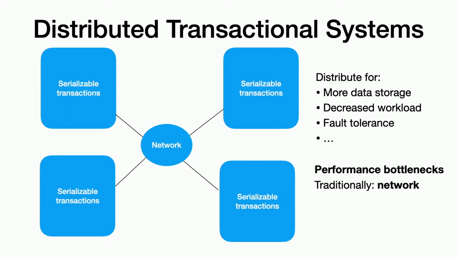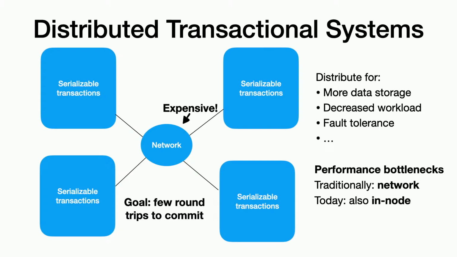Traditionally, the performance bottleneck, the minute you go to the distributed setting, just like was mentioned in the previous talk, is the network. Once you communicate across the network, that's where the time goes. That's where all your expense is. And so your goal is to execute these transactions in as few network round trips as possible. Okay, that's the traditional model.